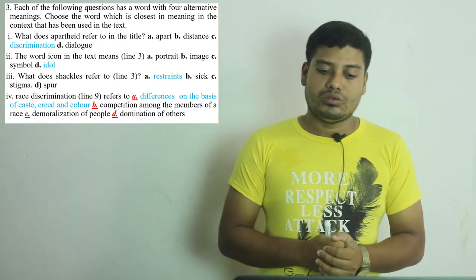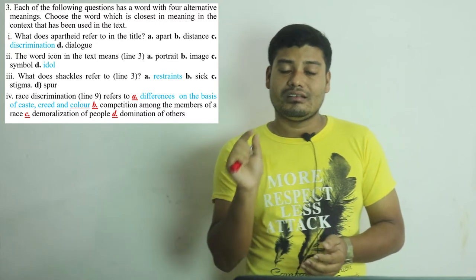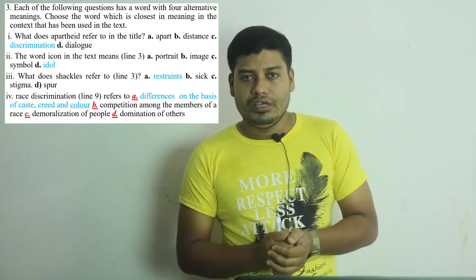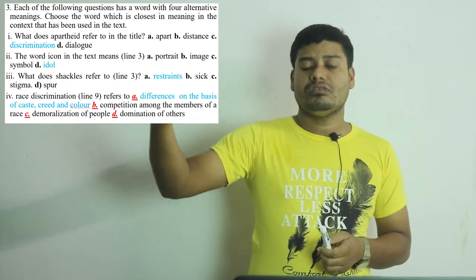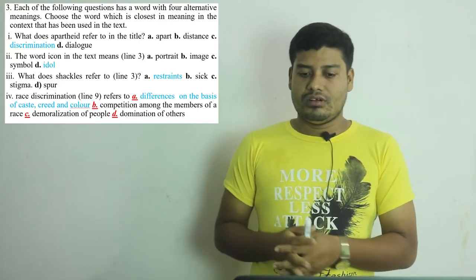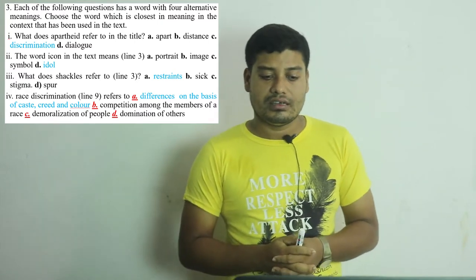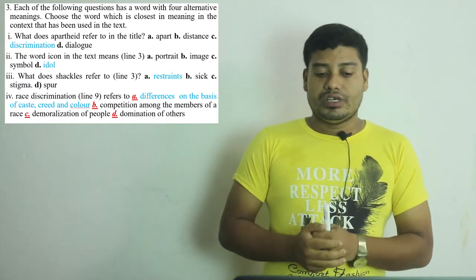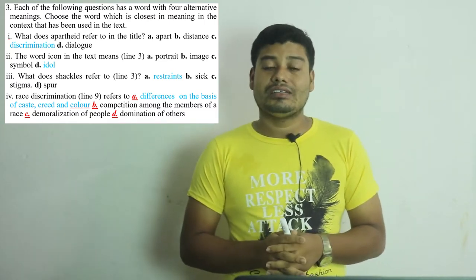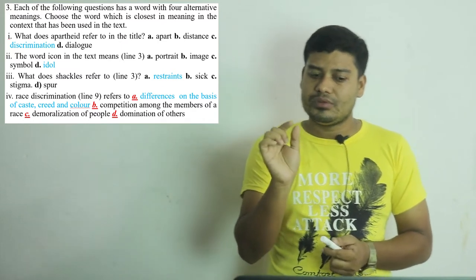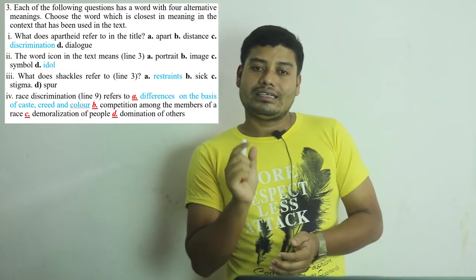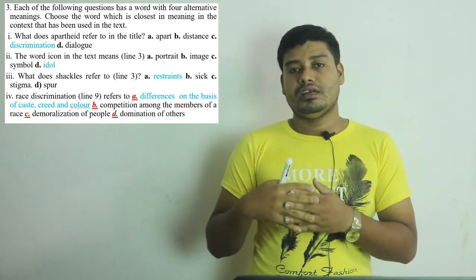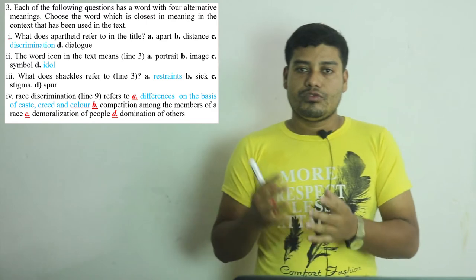And number two, the word icon in the text means line 3. So according to line 3, what is the meaning of the icon? You see, icon means the idol. Okay, so portrait, it's not the answer. Image, it is not the answer. And finally D, idol. Idol is the answer. Okay. And number three, what does shackles refer to? Line three, what the line three says, have a look at this. Nelson Mandela guided South Africa from the shackles of apartheid. That means Nelson Mandela actually directed South African people from the shackles.